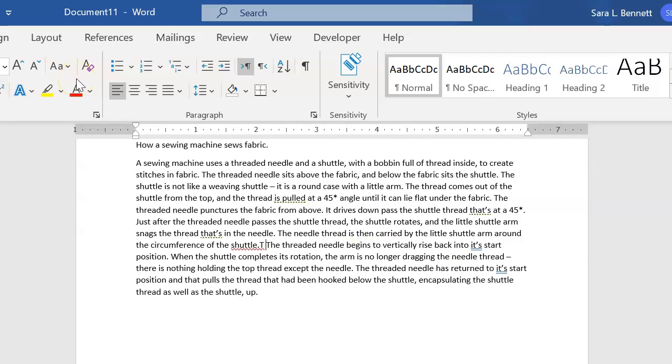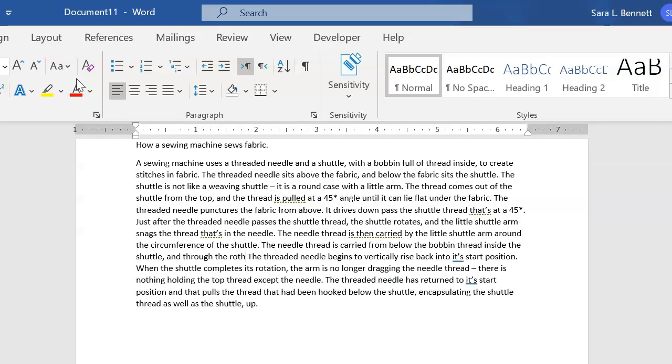You can see here that I really start to go back and I start to edit and add steps back in. What I discovered here is the needle thread is then carried by the little shuttle arm around the shuttle. Initially, I had written when the shuttle completes its rotation, the arm is no longer dragging the needle thread. But I never explained what happened to that thread. How does it form the stitch? So that's what I start doing here.